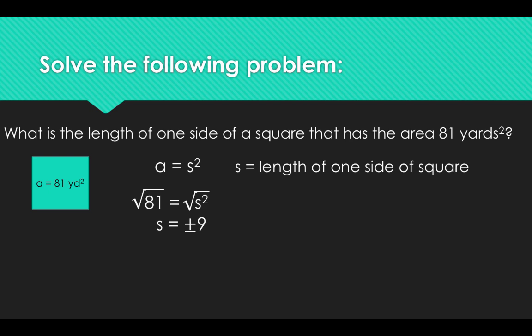But we need to think about what this problem is asking us. It's asking us for the length of one side of the square. We cannot have a negative length. There's no way. The smallest amount of length you can ever have is 0. It can never go negative. So negative isn't even an option here. So I can go ahead and say that the length of one side of the square is 9 yards.